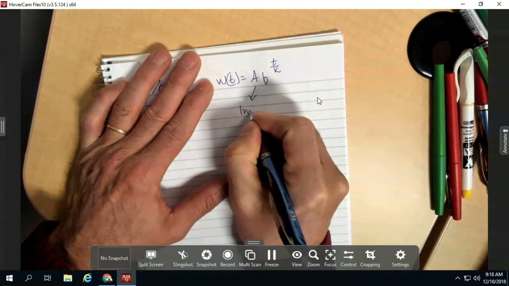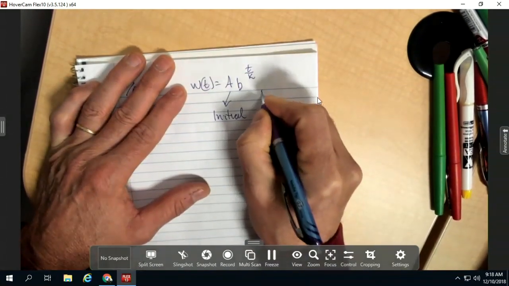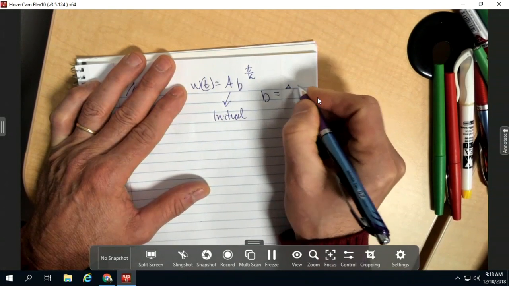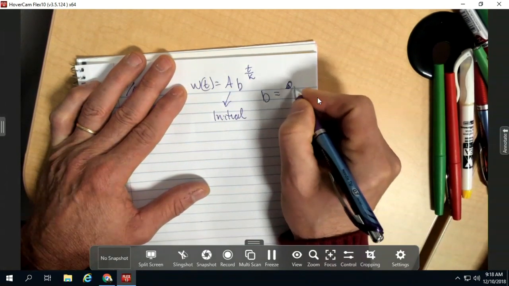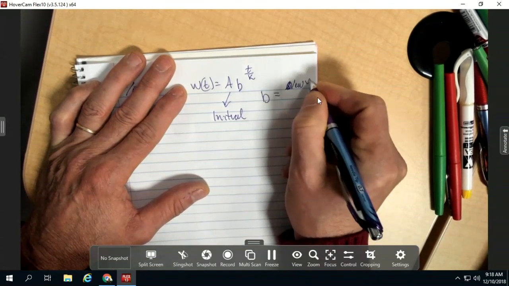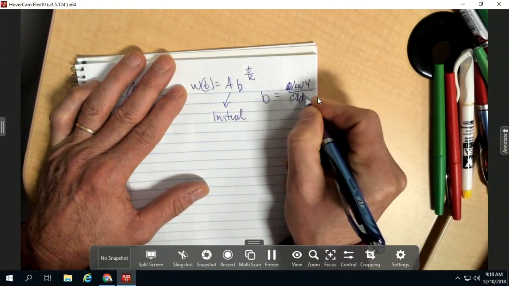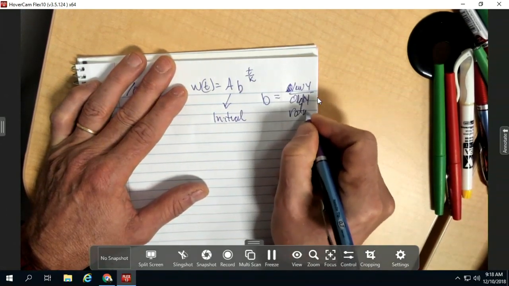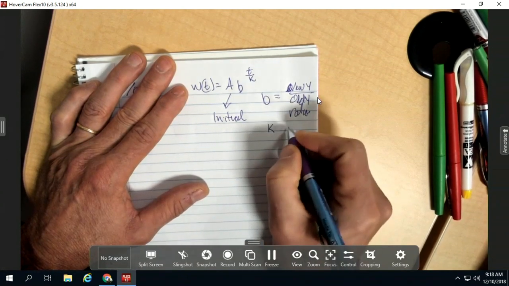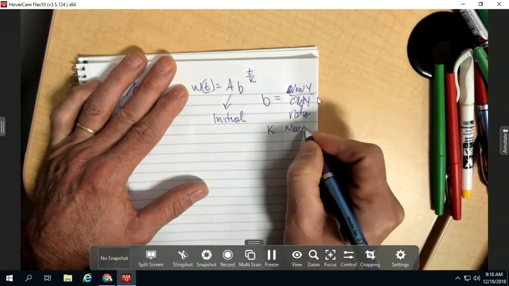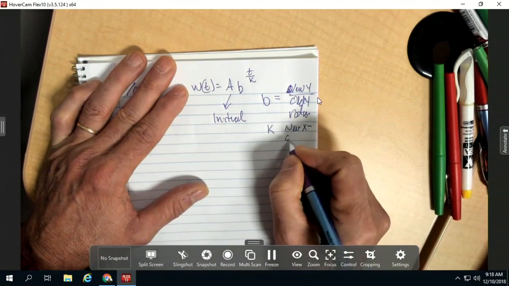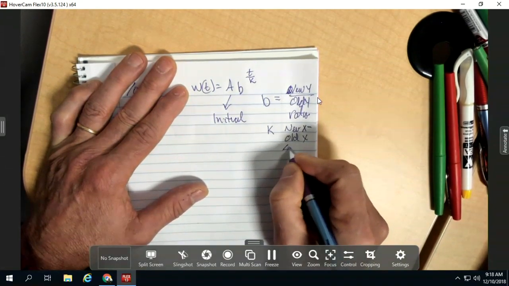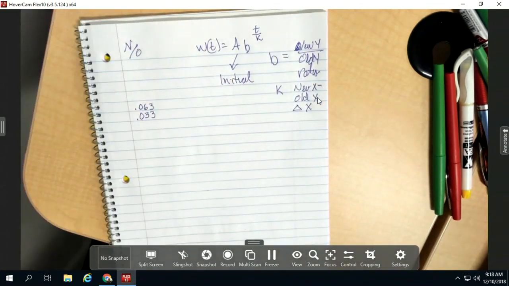This is the initial value. B is the change in new y divided by the old y, or the ratio. Remember? K is the new x minus the old x, or it's the change in x. In the one that we did together, it was 1.25.